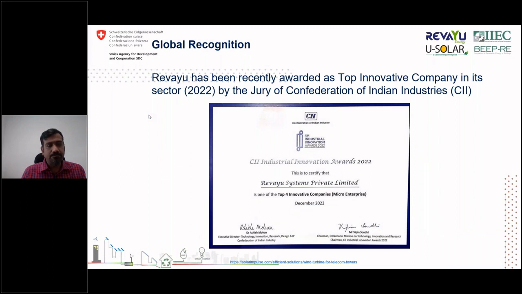Next page, please. Yeah, and in December 2022, just very recently, towards the end of 2022, the jury of the Confederation of Indian Industries evaluated what we have been trying to do in the small wind and hybrid industry, and they awarded us as one of the most innovative companies in the sector in India.